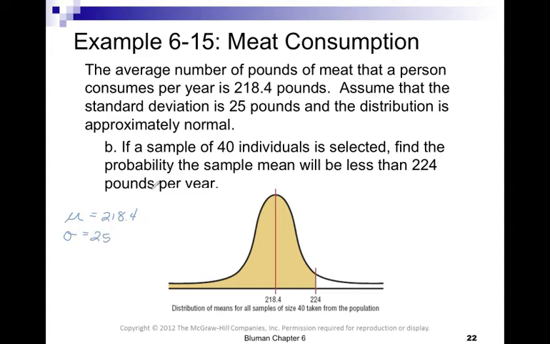But now, if a sample of 40 individuals is selected, now we've gotten a sample size. Find the probability the sample mean will be less than 224 pounds per year. Now we're at this central limit theorem formula. We notice that the standard deviation, this curve is much narrower. Remember, the standard deviation of a set of sample means is smaller than the population standard deviation.